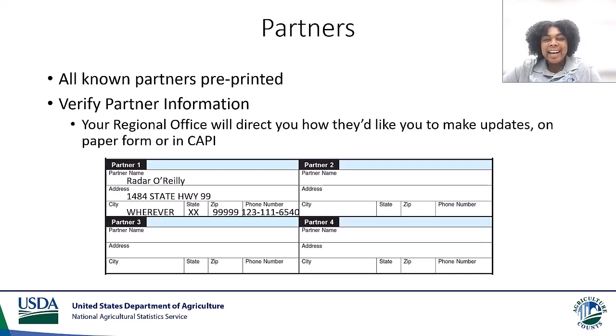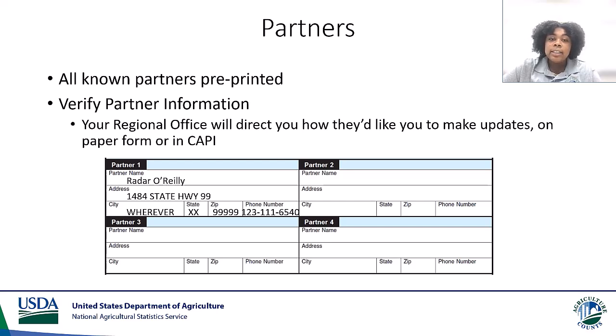Alright, enough about the OpDoms. Let's talk about partners. All known partners are pre-printed on the questionnaire. Partners do not have a direct impact on the OpDom status of the record. OpDom statuses 0 and 85-45s can have partners. Please verify that all partner information is correct. Make necessary updates in CAPI and/or on the paper form based on your region's instructions.